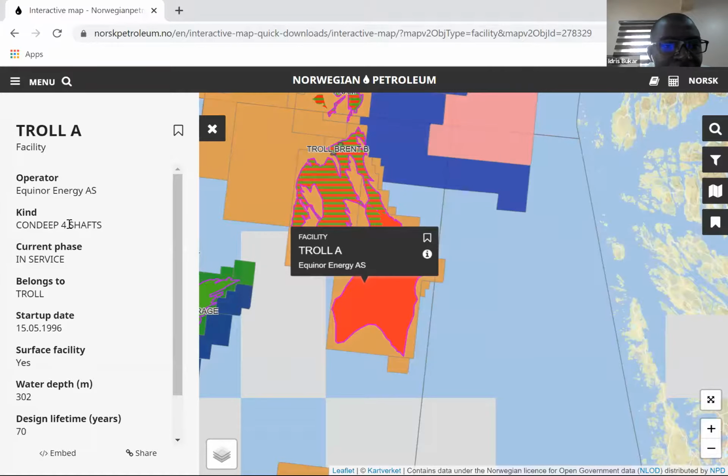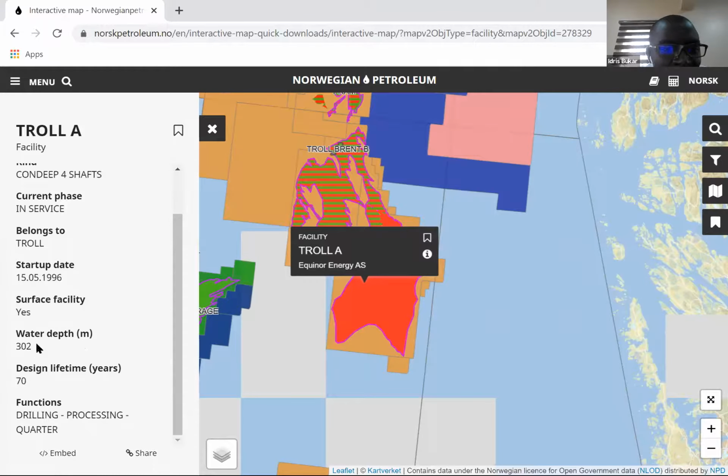You see the kind of platform: conduit, 4 shafts in service, started in 96, water depth of 302 meters, which is around what we calculated yesterday. We said the water depth is around 300 to 330 across the field. So the platform is sitting at a water depth of 302 meters, on the shallower side of things. And it has a design lifetime of 70 years, okay?